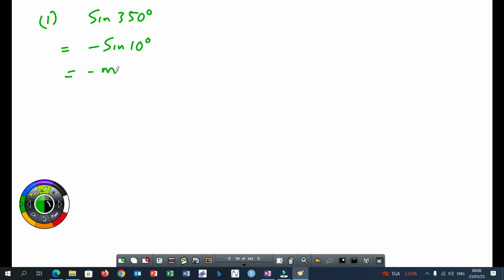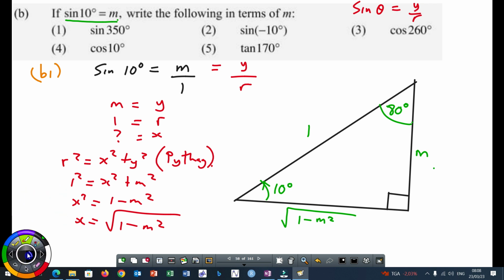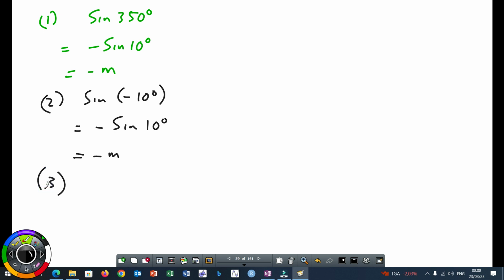There is no guessing involved. You must know what you are doing. Some people will guess. Then number 2, we've got sine minus 10 degrees. Remember, the sine of a negative angle is equal to the negative sine of the positive angle. So the answer here will be minus m. The sine of a negative angle is equal to the negative of the sine of the positive of that angle.